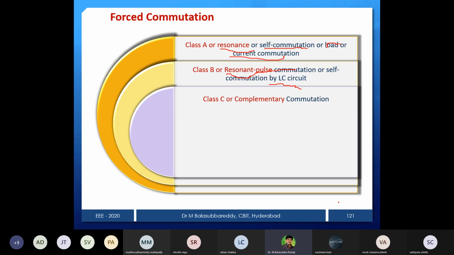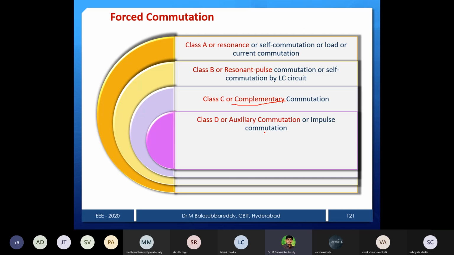And the third one is class C, or complementary commutation. What is the meaning of complementary commutation? There are two thyristors. To turn off the first thyristor, we make use of the second thyristor. Now the second thyristor is operating, and to turn off the second thyristor, we make use of the first thyristor. That process we call complementary commutation. Whenever you want to turn off the first one, the second one has to fire, and to turn off the second one, the first one has to fire, like that, complementary.